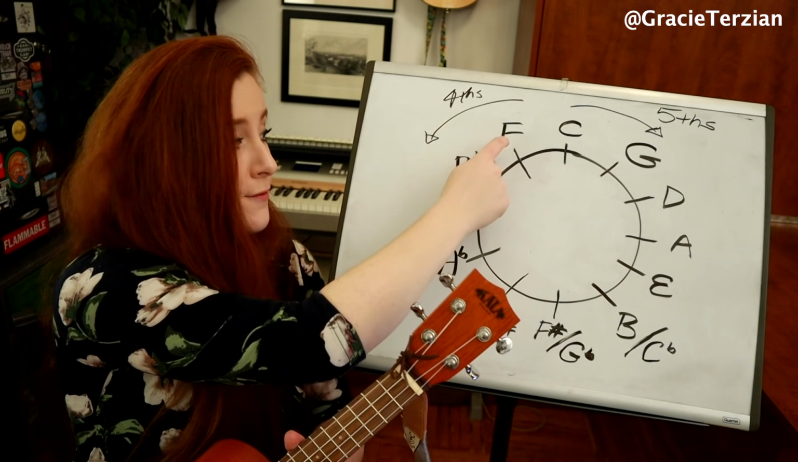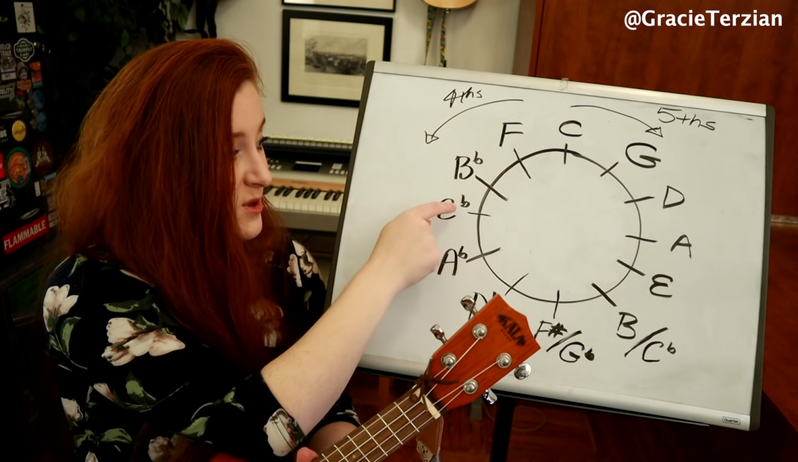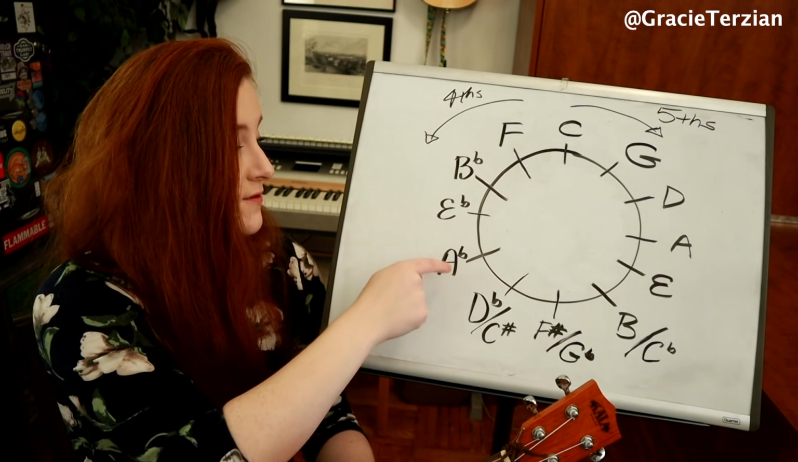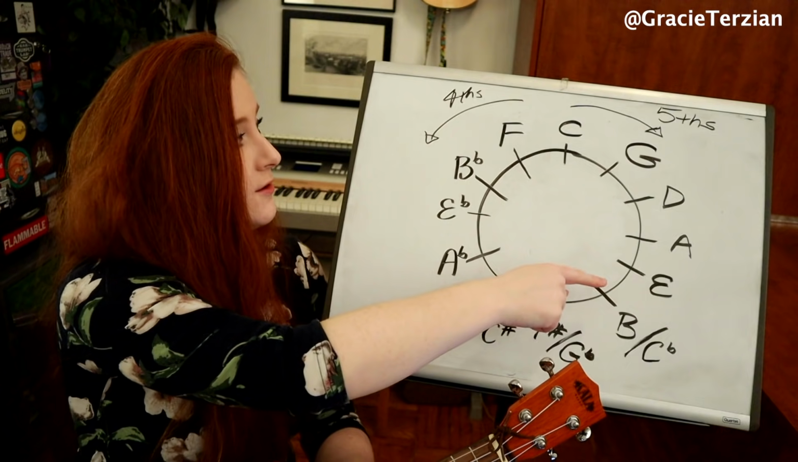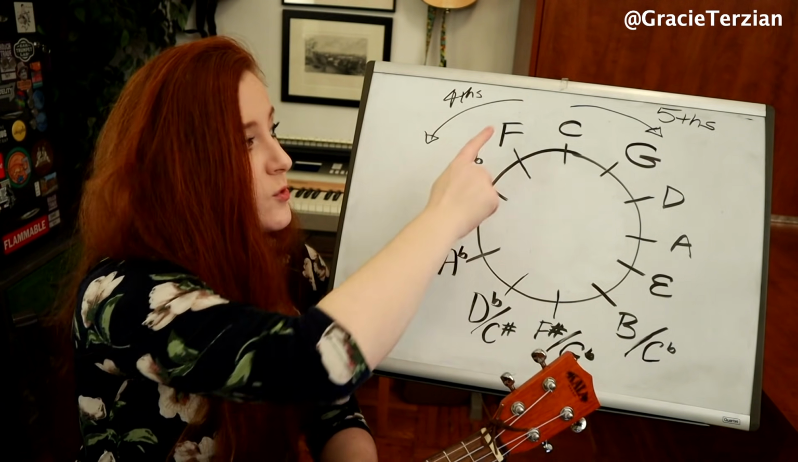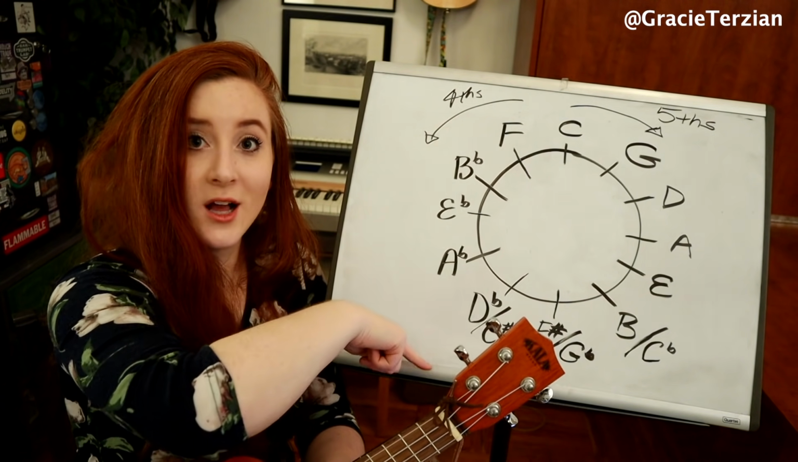The 4th degree of F is B flat. The 4th degree of B flat is E flat. The 4th degree of E flat is A flat. So we move up in ascending 4ths, counterclockwise, and we move up in ascending 5ths clockwise.